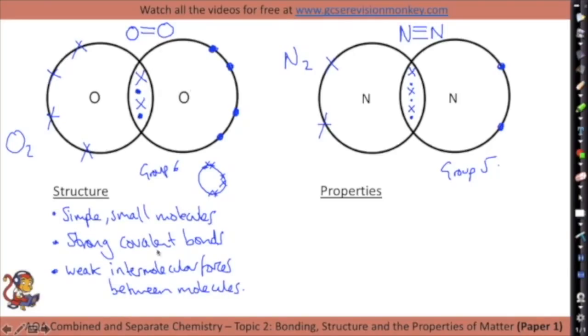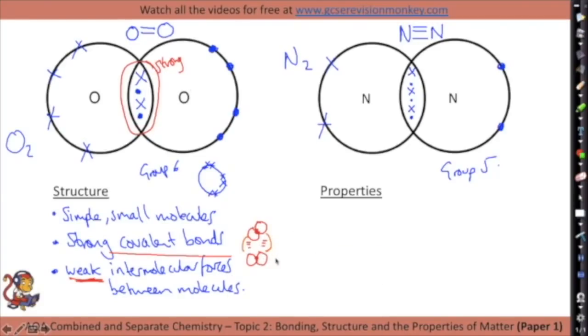What that means is the covalent bonds between the atoms, so here this double covalent bond, is very strong. It's very difficult to split these oxygen atoms apart. However, if you had 2 oxygen molecules close together, they have what we call intermolecular forces, so forces between the molecules, and these are very weak. So the bond here is very strong and the bond here is very strong, but these intermolecular forces which exist between the molecules are very weak.